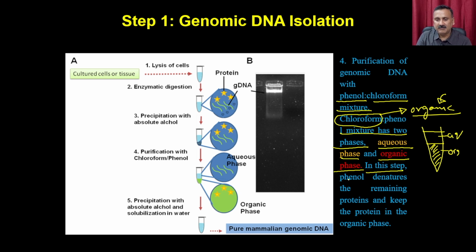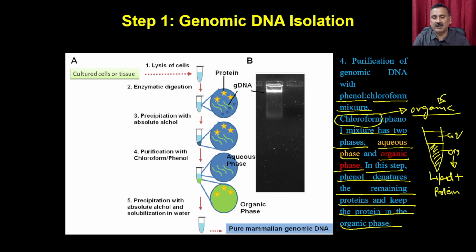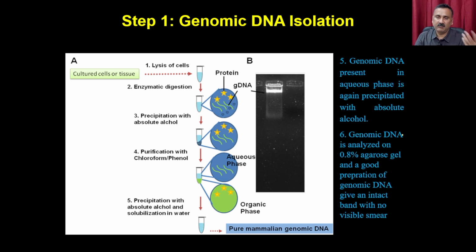In this step, the phenol is going to denature the remaining proteins and keep the protein in the organic phase. The organic phase is going to take care of the lipids, so it is going to remove the lipids, and it is going to remove the protein, because protein is going to be denatured by the phenol and will be present in the organic phase. Whereas, in the aqueous phase, you are going to have the DNA and also the RNA, because RNA is also polar in nature. Now, the next step is that you want the DNA, but you do not want the RNA. So, you are going to do further purifications.